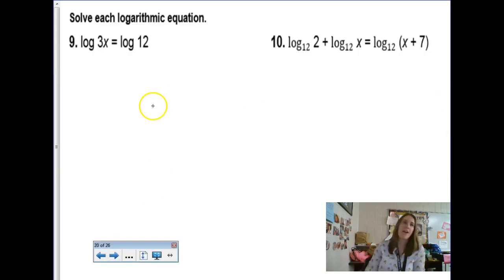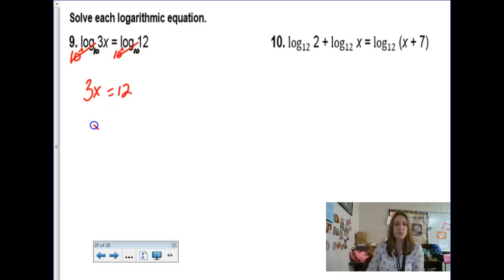Yay. All right, so let's look here. The idea is this is a base 10 logarithm. It's a common logarithm. So if you were to exponentiate with a 10 on both sides, 10 to the log base 10 cancels and you get 3x. 10 to the log base 10 cancels again and you get 12. Well, that's a super easy question. You just get x equals 4.